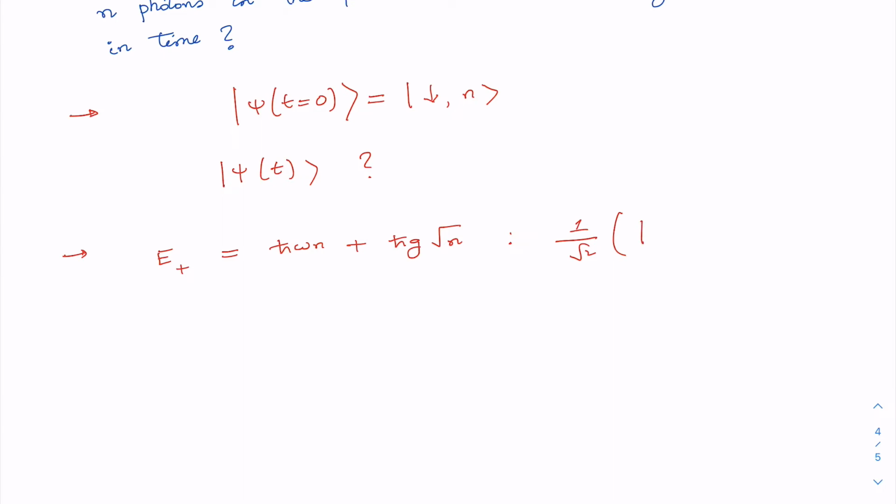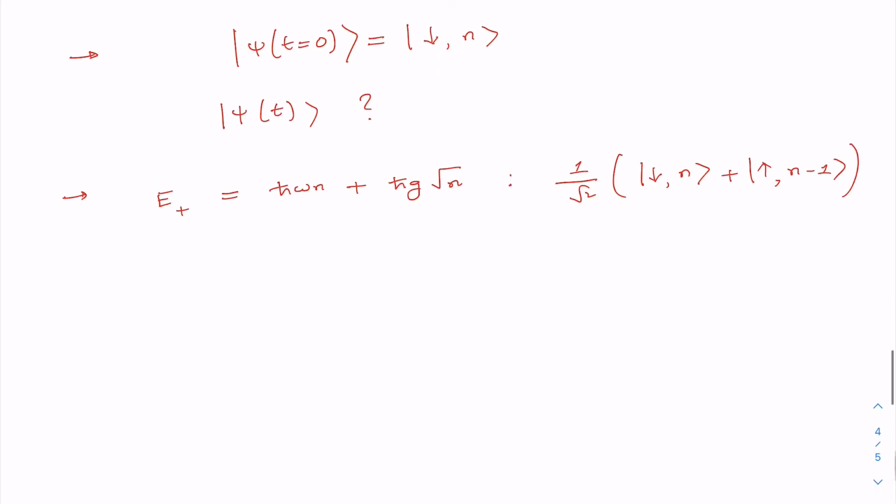It's a symmetric superposition of this state where the atom is in the ground state and there are n number of photons in the field mode, or the atom is in the excited state and one less photon in the field mode. On the other hand, E minus corresponds to h cross omega n minus h cross z square root of n, and the corresponding state is simply the antisymmetric superposition of these two states, which we already discussed.